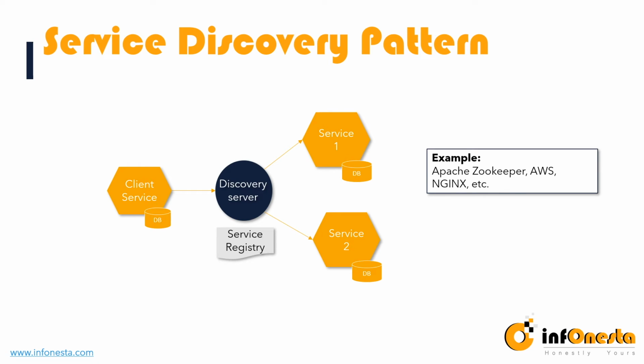Then for client, there are 2 options. 1. Client-side service discovery, where client will ask discovery server about the URL of the service that it needs to talk to, and discovery server will provide the address, and then client can call the service. Second option is server-side discovery. Here, client will let discovery server know that this is the message I want to pass to a particular service, and discovery server will identify that service from registry and pass on the message to the intended service. So with this pattern, we achieve resiliency, abstraction, and high availability.